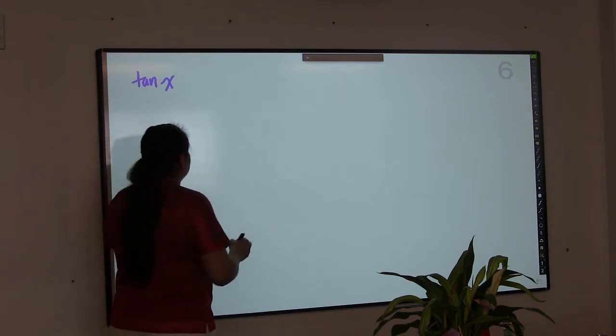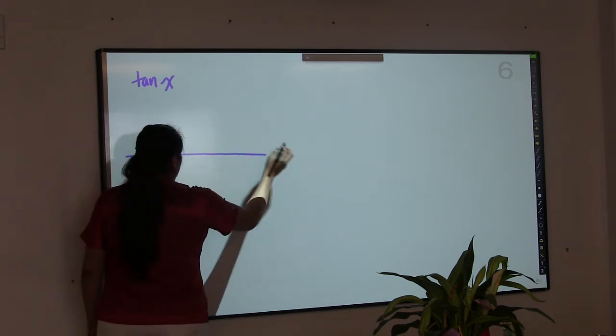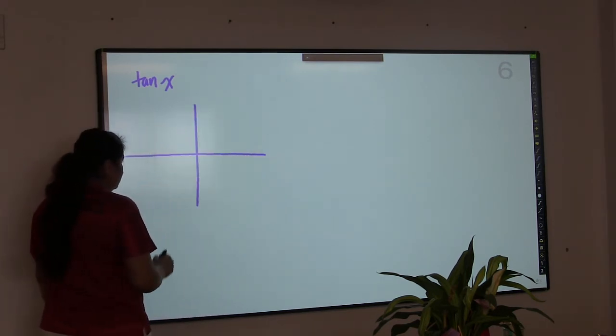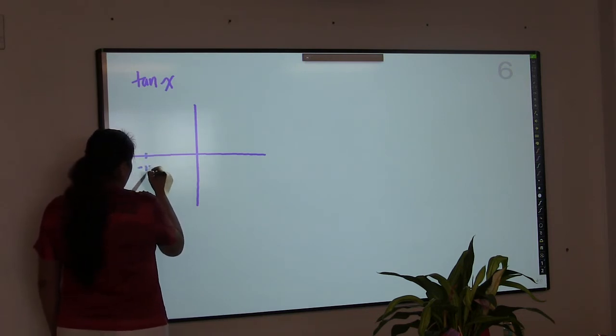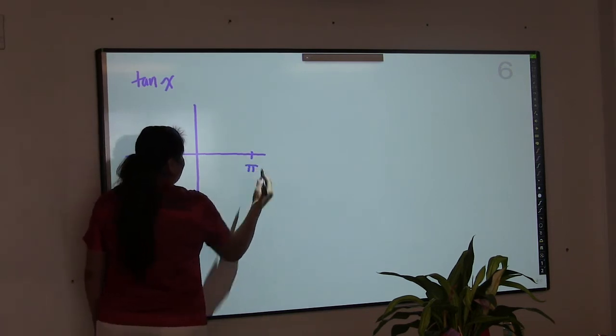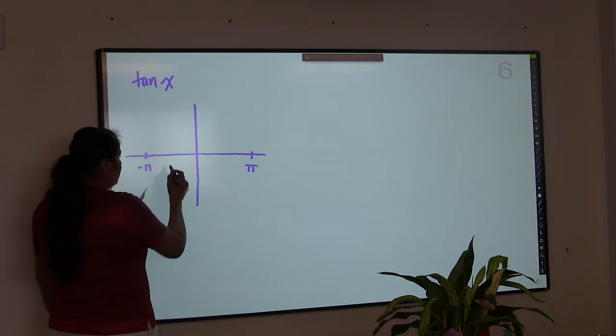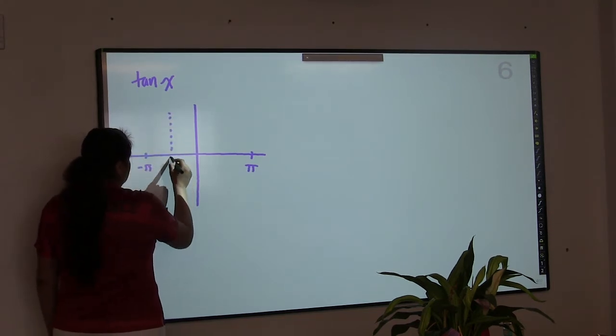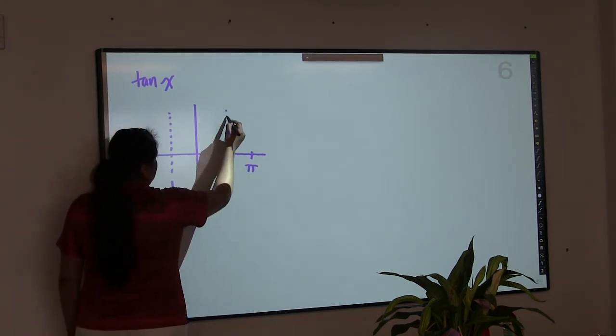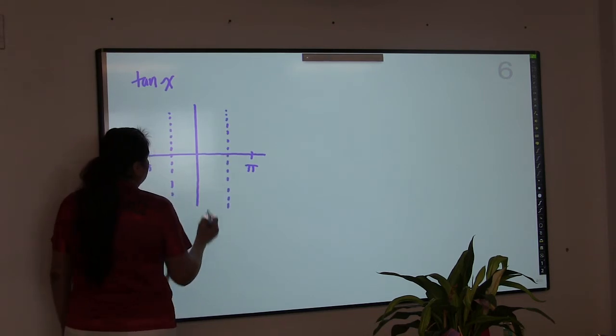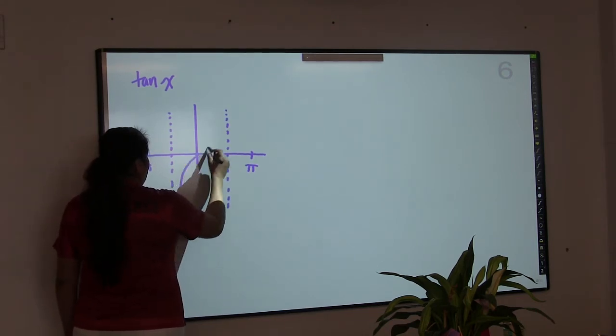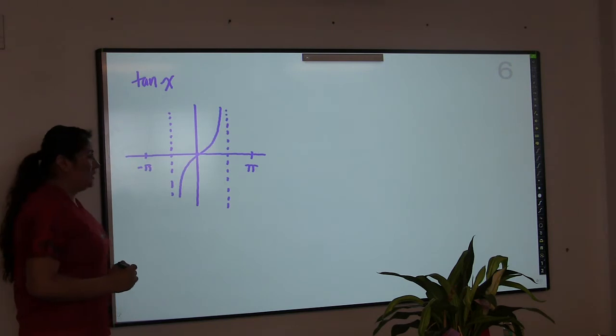So tangent x, I'm going to graph that one for you, again, just so you can see. We've got negative pi and positive pi. If you remember, tangent has asymptotes at negative pi over 2 and positive pi over 2, and then there's the middle, and it does this little guy. That's what the tangent looks like.